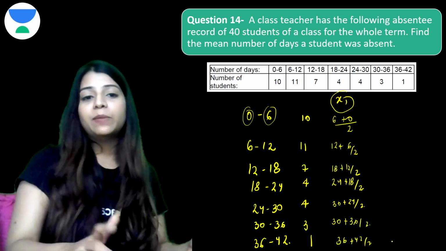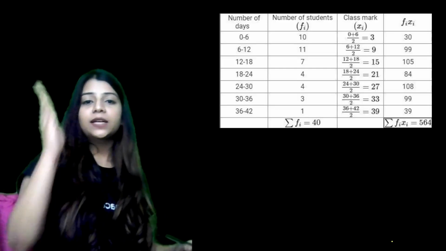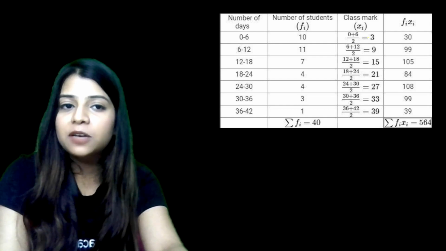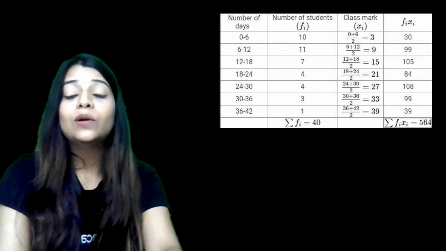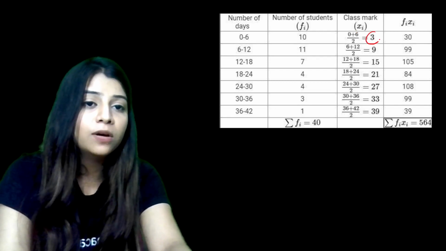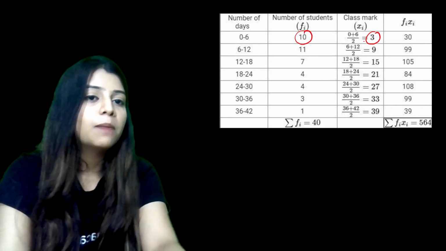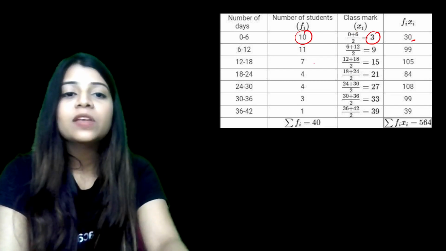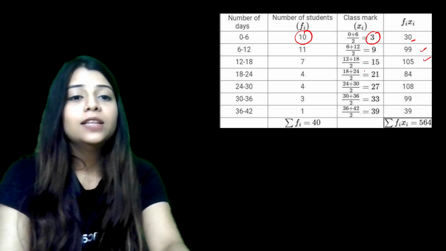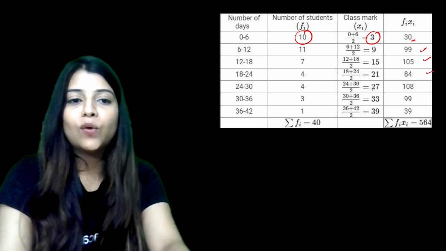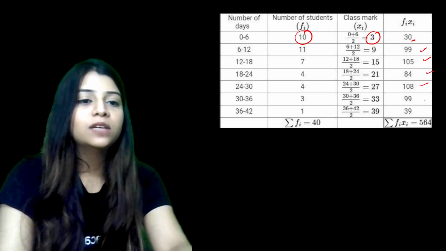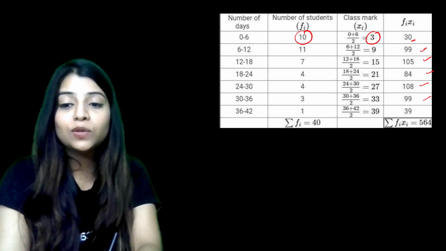All right, so if I make a table and then I have to multiply it, here's the table which we can see. The class marks become 0 plus 6 divided by 2, that is 3, and then I have to calculate fi xi, and fi xi is the multiplication of this number with your frequency. So 3 into 10 gives you 30, 11 into 9 gives you 99, 15 into 7 gives you 105, then you have 21 into 4 gives you 84, 27 into 4 gives you 108, and 33 into 3 gives you 99, and 39 into 1 gives you 39.